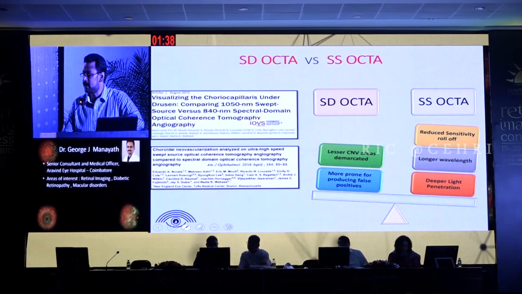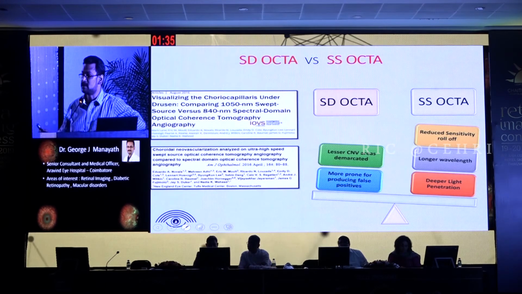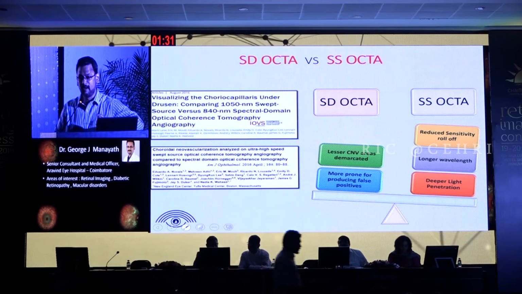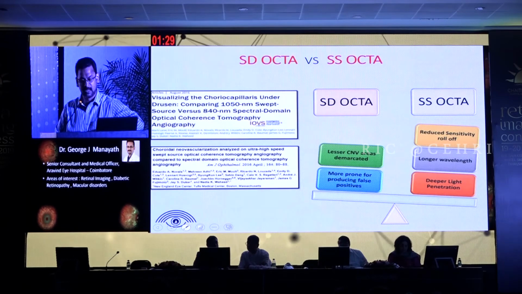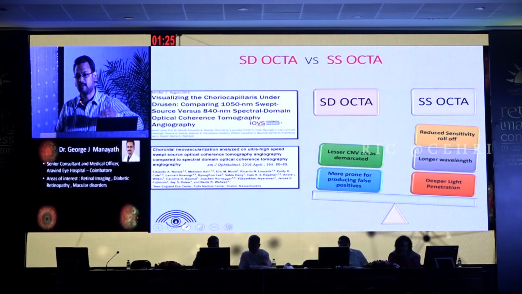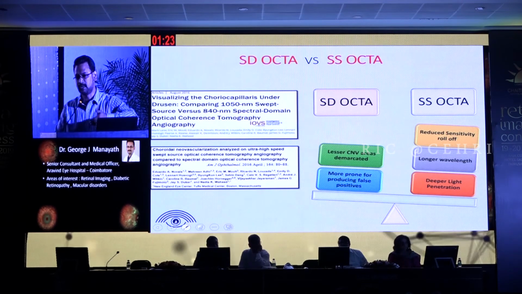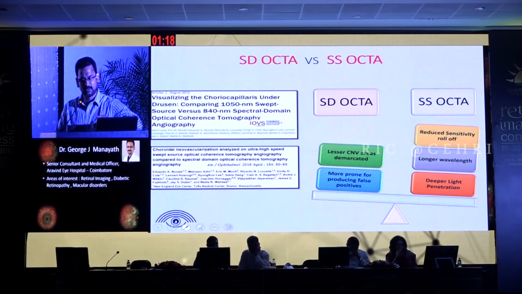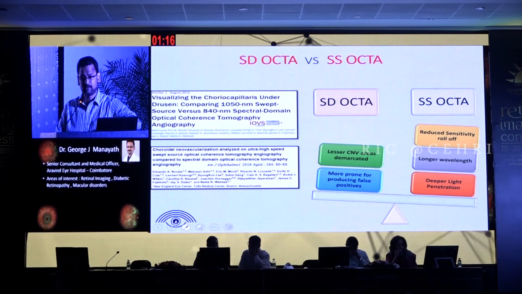It has been shown that swept source OCTA machines like the Plex Elite Zeiss are superior to the SD OCTA in picking up these neovascularizations because there is a reduced sensitivity roll-off. That is, as the depth of the lesion goes toward the choroid, because of the longer wavelength of light used and deeper penetration, the swept source OCT has been shown to be better in picking up these subtle neovascularizations compared to SD OCTA.